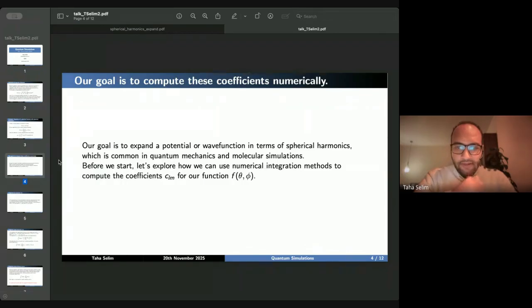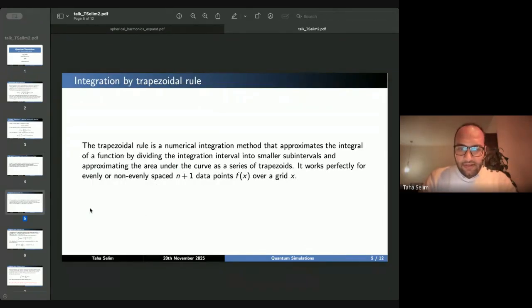Okay, so now if we are given a function we would like to integrate, the obvious solution is to go with the trapezoidal rule. The trapezoidal rule is a way to do numerical integration that can approximate an integral of a function just by dividing the integration interval into small sub-intervals. So you are dividing it into very small pieces. If I share the screen of my tablet, I can also highlight it quickly.